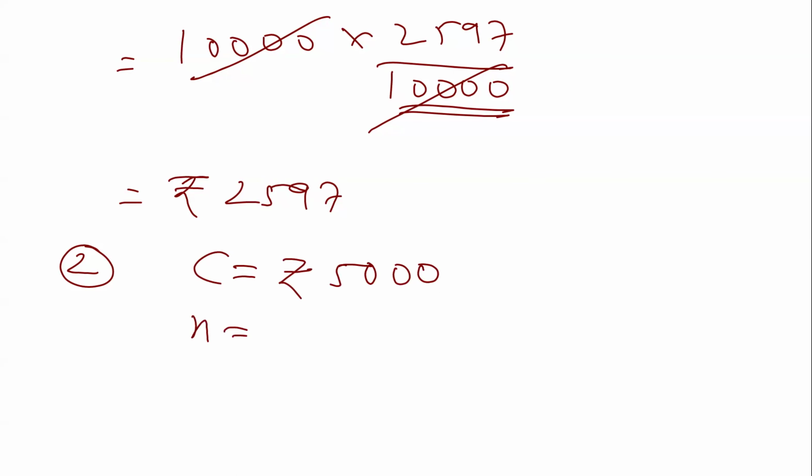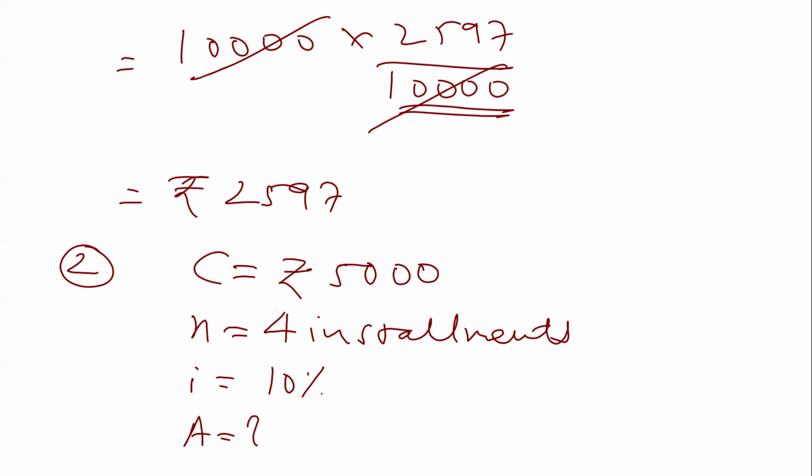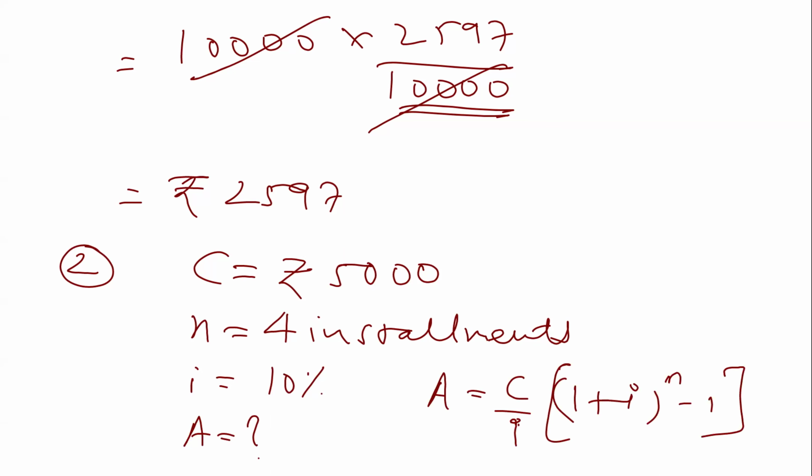N is equal to 4 years, which is equal to 4 installments. Then I is equal to 10% per annum. So we are supposed to find out the accumulated value, that is the future value. The problem remains the same. You have to use this formula C by I, 1 plus I raised to n minus 1. So this problem is the same as the previous. Let us go to the next problem. Question number 3.